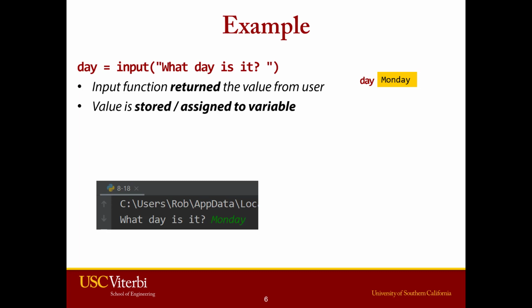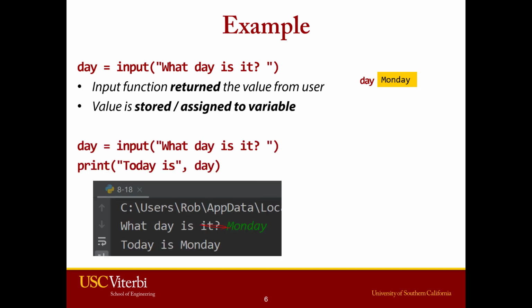Now, what can we do with that? Well, once it's stored in the variable, we can print it out or do anything we want with it. So for example, again, here's the code we had before. What day is it? It's Monday. Well, now, if we were to say print today is, comma, day, it's going to retrieve Monday, and it's going to print it out like that. So here is how we are able to get information from the user, store it in a new variable, and then retrieve it at any point in our program.